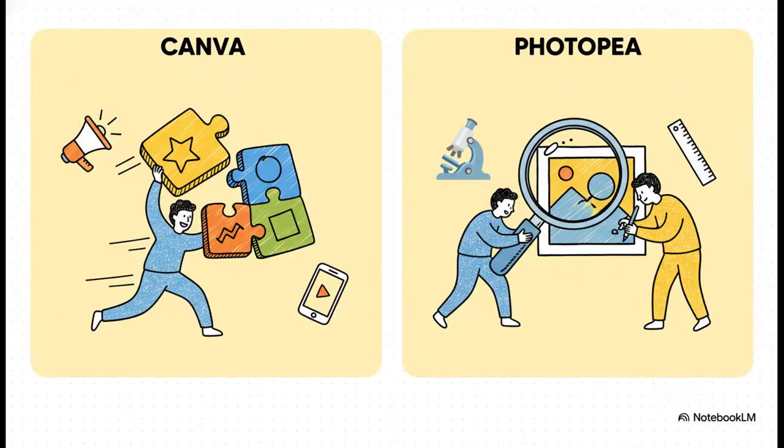On a high level, the choice is pretty simple. Canva is all about creating something that looks great, fast, usually starting from a template. It's perfect for marketers, content creators. Photopea, on the other hand, is for detailed, granular manipulation. It's for starting with a blank canvas and having total control.